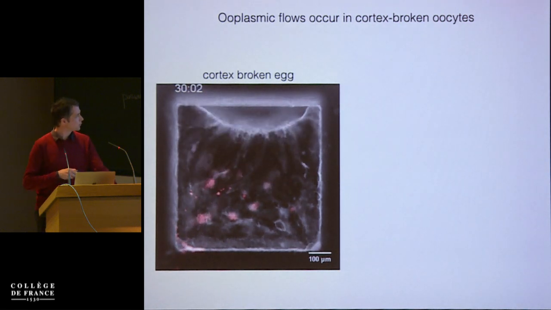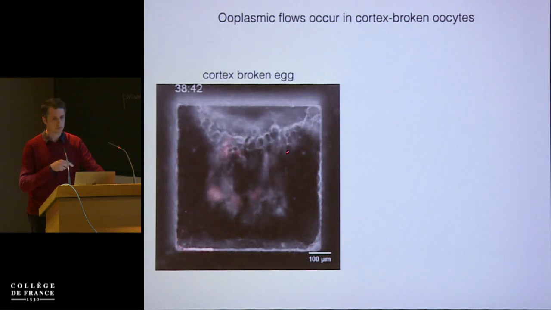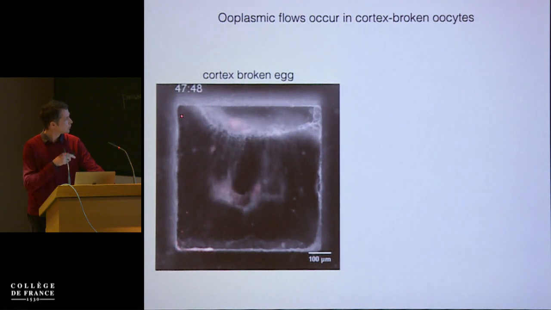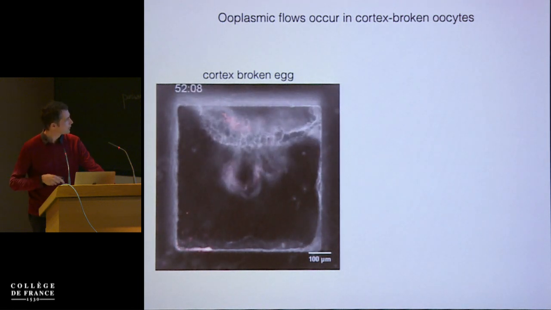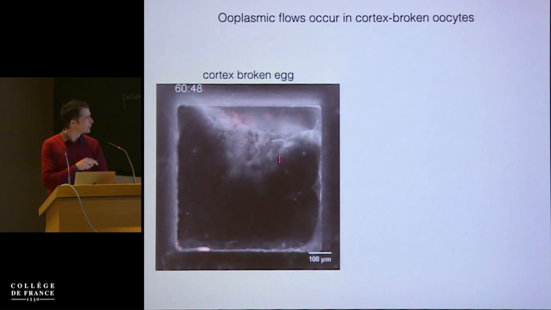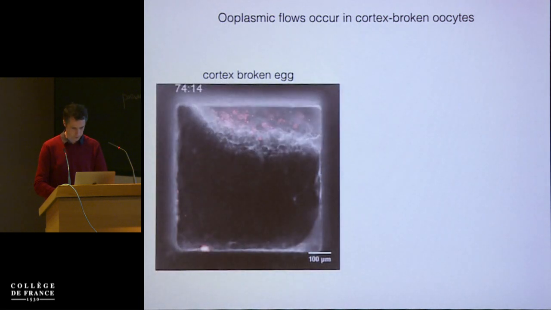But what he found, to our surprise, is that the flows are actually still occurring in this soup of yolk granules and ooplasm. So there's no cortex, there's no reduction of cortical tension up here, but still the flow is happening, indicating that there's a self-organizing property of this mixture of yolk granules and ooplasm, which is sort of worth looking a bit closer into.